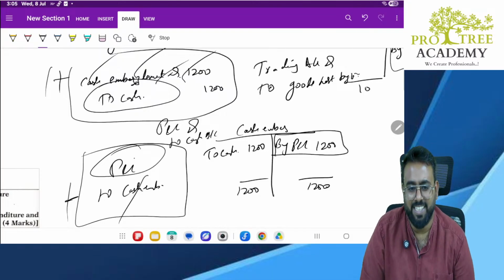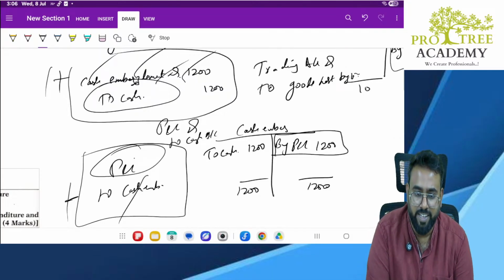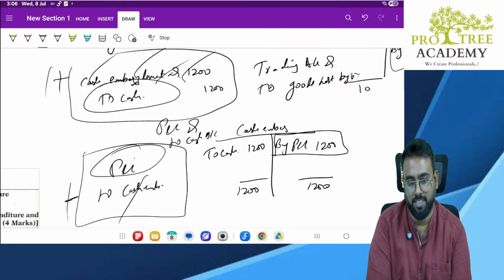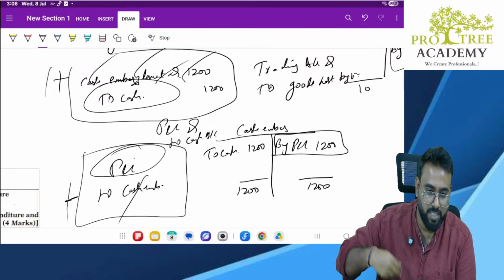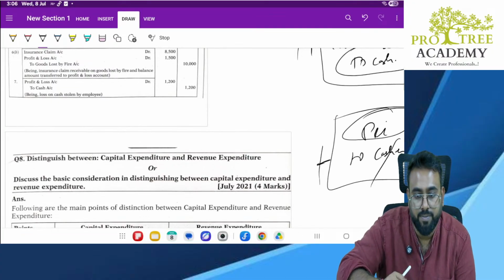So debit or credit is nothing but a plus or minus. That is why I told you accounting is interlinked with mathematics. Understanding? Any doubts in this?